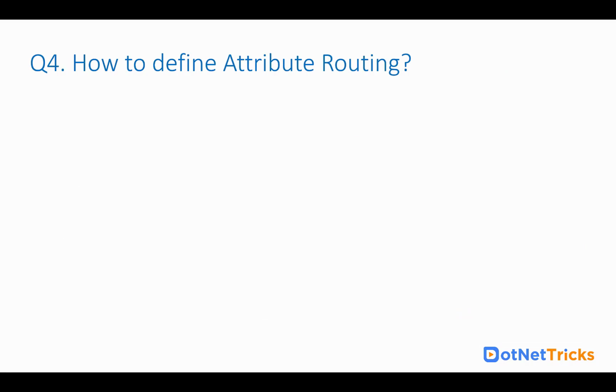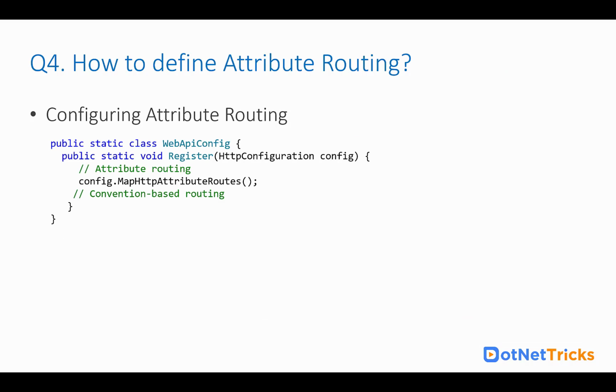Now the next question is how to define attribute routing. We can configure attribute routing at the action level, but before that we need to enable it. To enable attribute routing, there is a WebAPI config file. There we have the register method, where we need to call the MapHttpAttributeRoutes method, so that we can enable attribute routing in ASP.NET WebAPI. It is also a similar style to what we do in MVC 5.